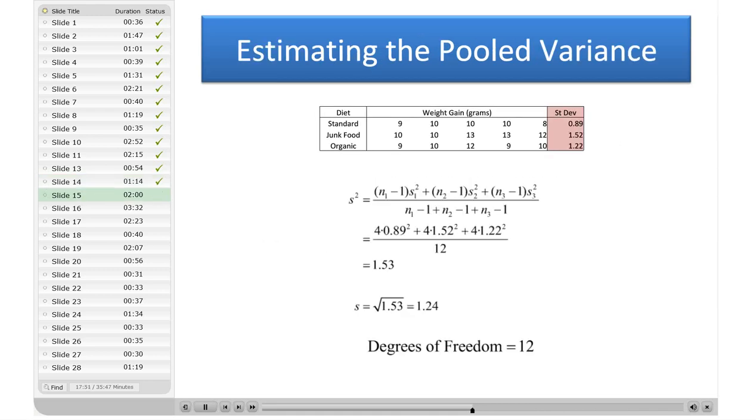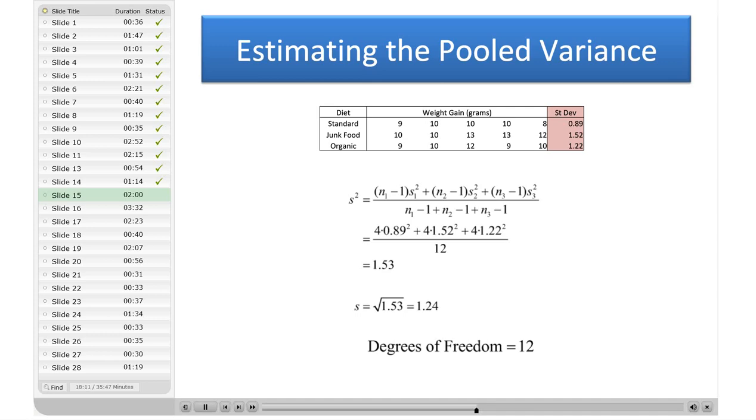On the previous slide, we just mentioned that one of the assumptions of the ANOVA is that all of our populations have the same variance. That's an important assumption for the ANOVA. And before conducting the post hoc test, we need to find an estimate for that common variance. You'll see that the formula for doing that is given on this slide.